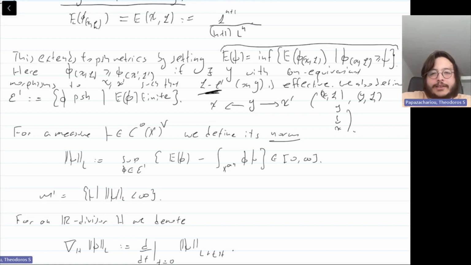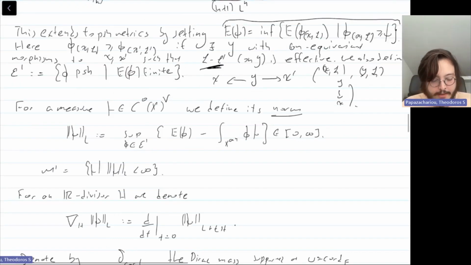So instead of looking at the energy of the test configuration, where you may have issues of how you can compute it, you can look at this energy of the Fubini-Study metrics or psh metrics, and you may be able to work with them more easily. Essentially, that's the rationale of why you want to look at these things.